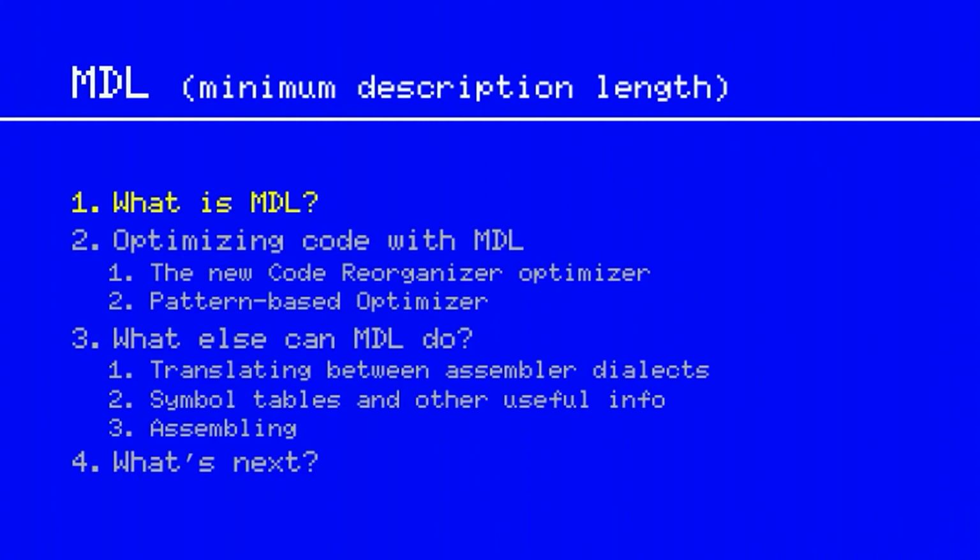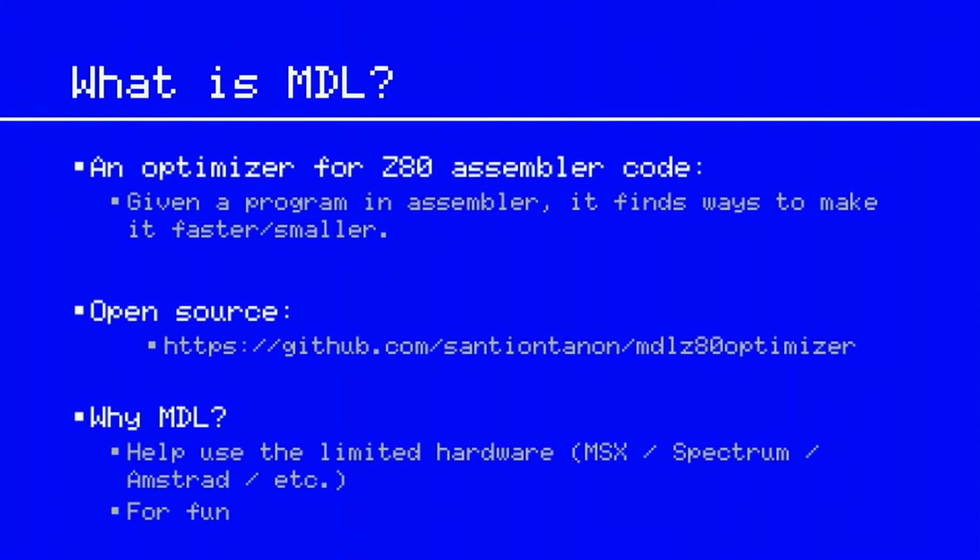So first of all, what is MDL? As I was saying at the beginning, MDL is an optimizer for assembler code for the z80 processor. The input of MDL is basically a program in assembler, a text file or several text files. And what MDL does is it finds ways to make this assembler program smaller, basically use fewer bytes, or a bit faster. And it can do this in several ways.